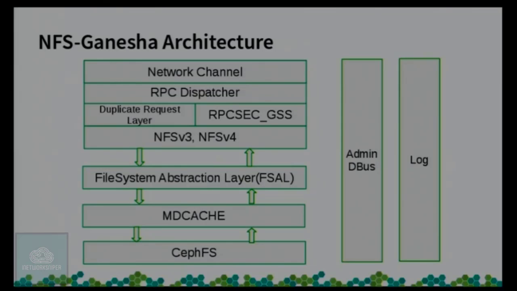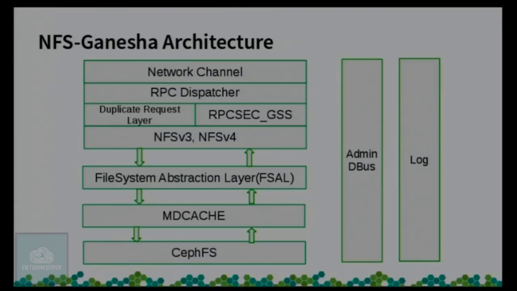And the most interesting thing of NFS-Ganesha is MDCache, which is the metadata cache. So what it does is that with the latest Ganesha version, we have chunked caching, which means that if you are reading a very large file, it will not cache the whole metadata in, but it will cache in chunks so that the read response is faster. So instead of always talking to the backend CephFS for the request, it will first check the cache and then it will talk to the backend. So again, the response time should be better. If we look, there are two independent modules as well: admin DBus and logging.